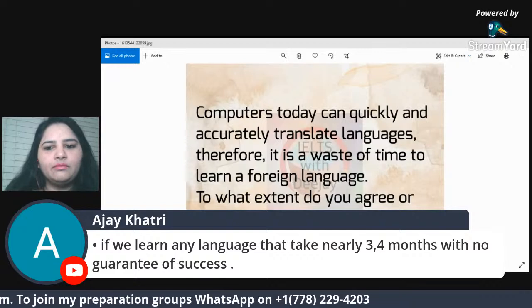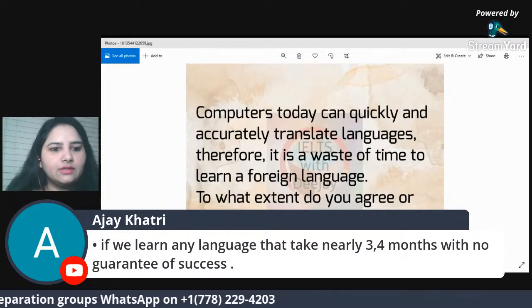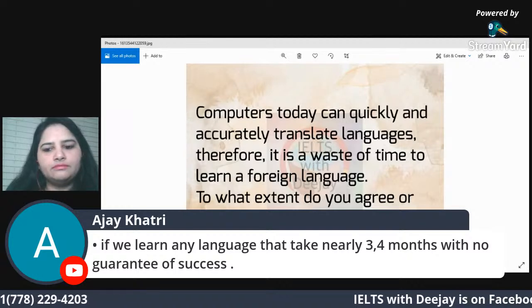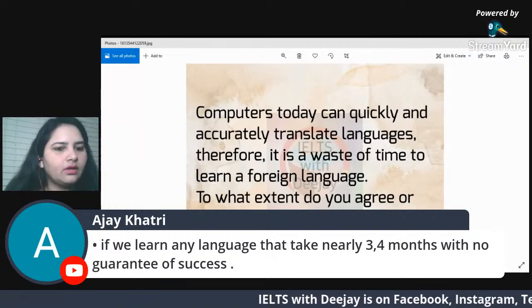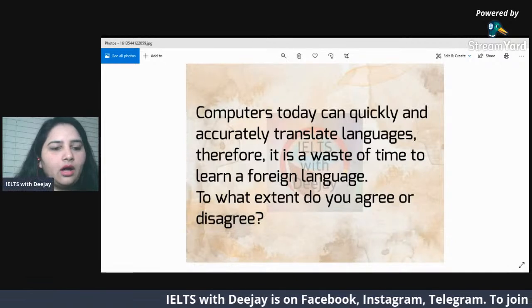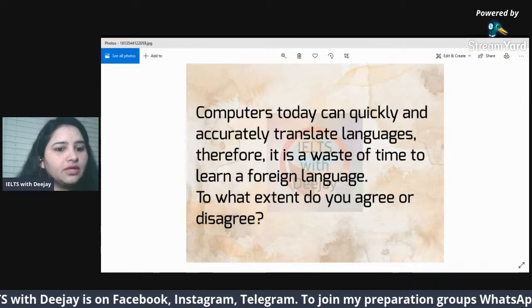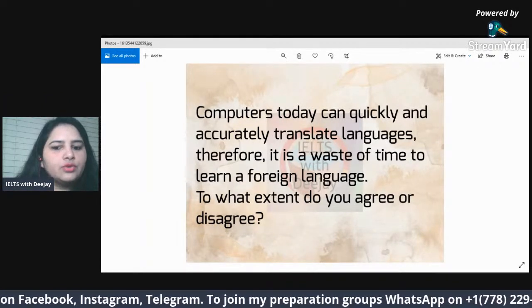Yes, this can be a point that it takes a lot of time to learn a foreign language and we cannot guarantee success. Yeah. Okay. How will you explain your main idea and how will you write an example? You have to write an example as well. So write it down.